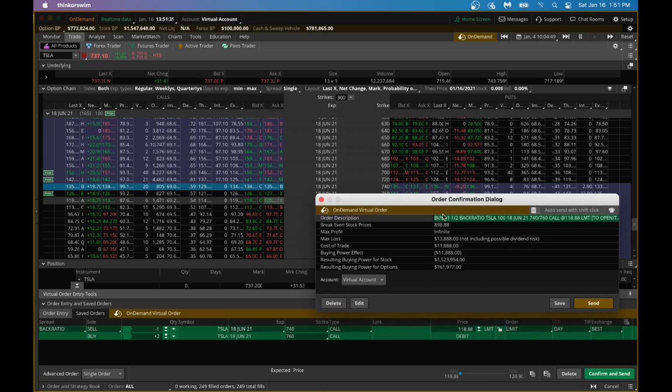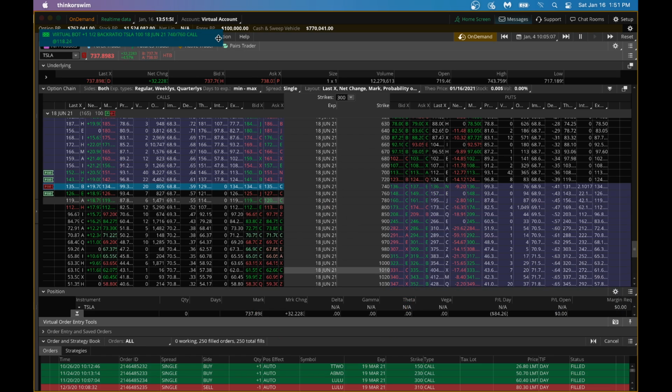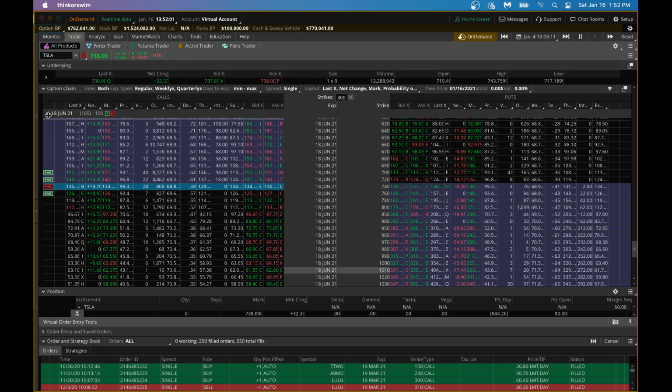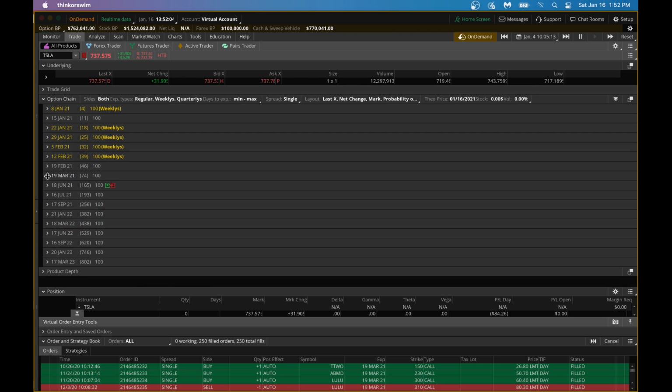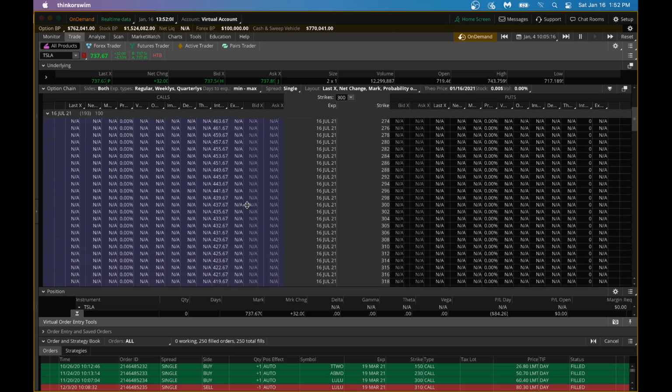So as you can see here, we are paying 13,888. That's the cost of the trade, as well as it's also the cost of the trade is 11,888, and buying power effect is also same. So with that, let's go ahead and send it. Done. And now what we can do, because we are bullish here, let's go a little bit out, 193 days out. We could do same thing here also.